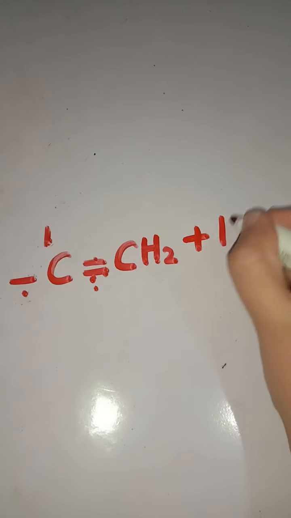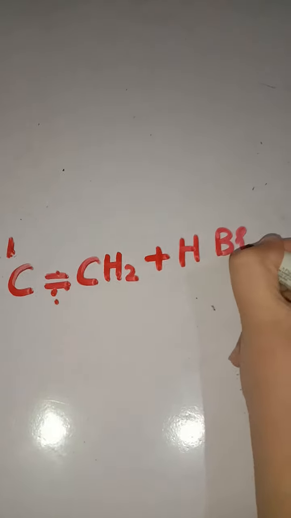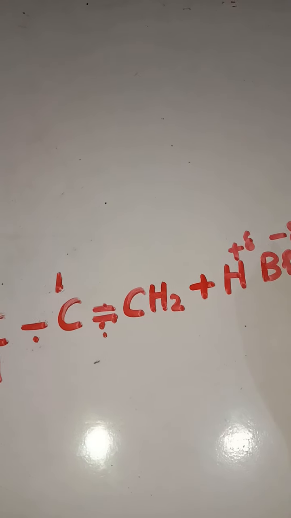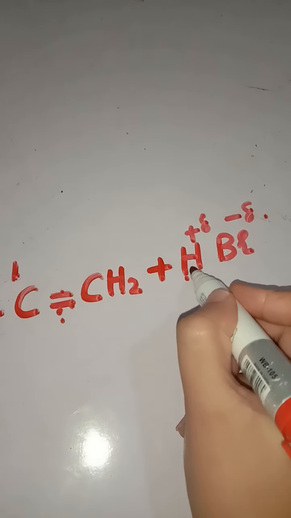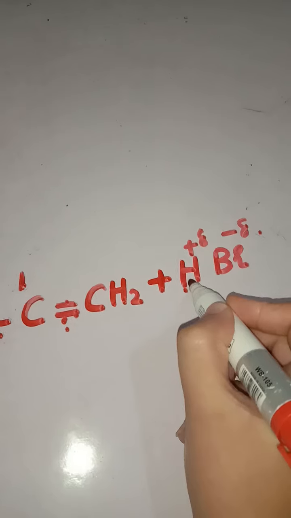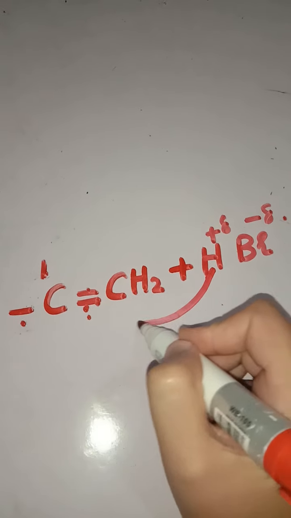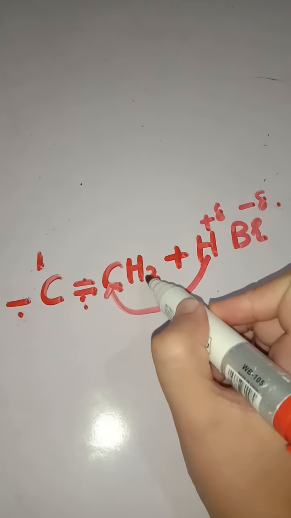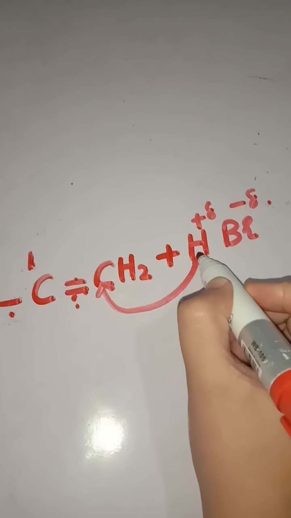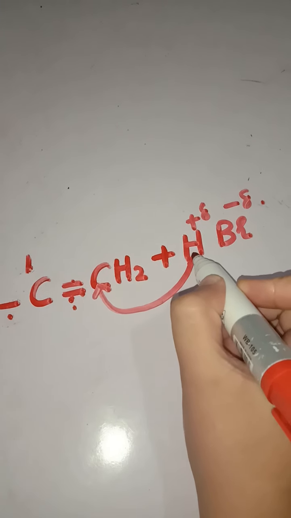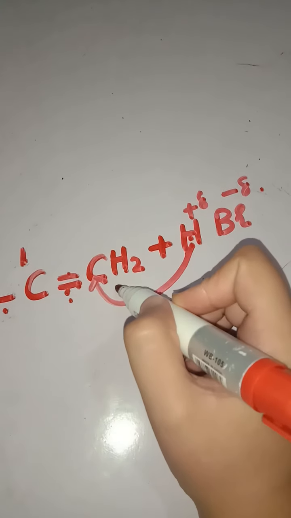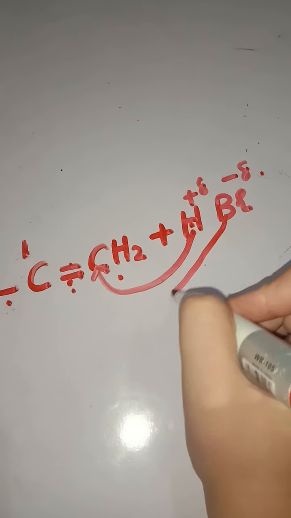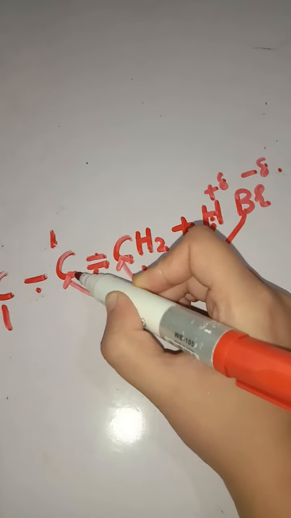So how does the addition of the hydrogen halide take place? We will obey the rule known as Markovnikov's rule. According to this rule, the partial positive part of the compound will attach to the carbon that has the larger number of hydrogen atoms. So this hydrogen, the partial positive part of the reactant, will add to the carbon that has the larger number of hydrogen atoms, and the rest, the negative part, will attach to the other carbon.